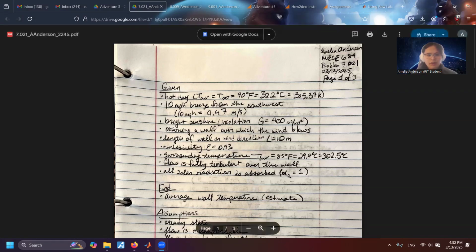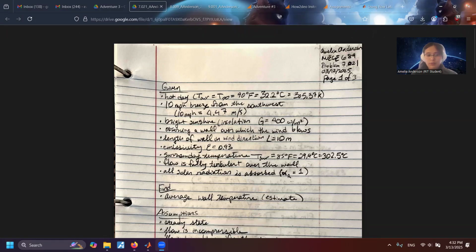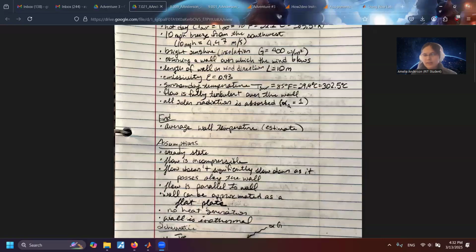Apologies. We've got that our flow is fully turbulent over the wall, and that all our solar irradiation, I should say, which is our G term, is absorbed. This just means that our absorptivity constant alpha R is equal to 1. And we'd like to estimate the average wall temperature at the surface.